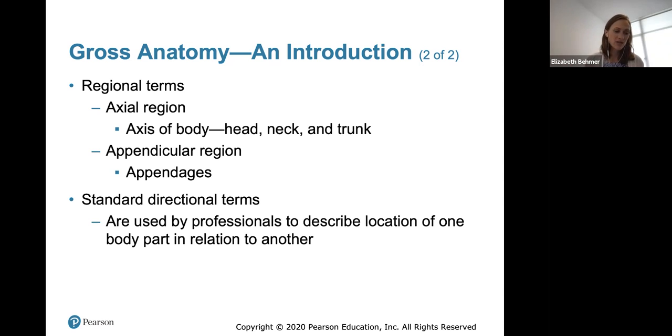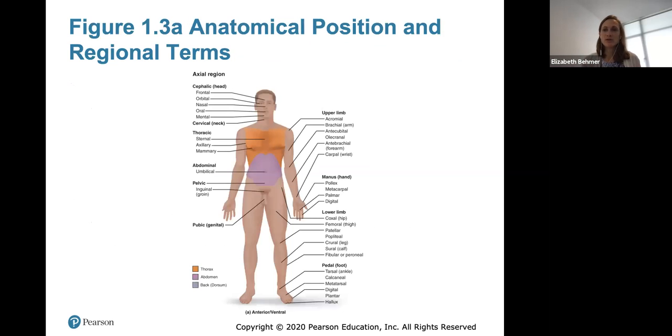Then we use standard directional terms, which are used by professionals, whether that's a physical therapist, a chiropractor, a doctor, to describe the location of one body part in relation to another. And this is extremely important if you're going into surgery, going through therapy, to have kind of a basic standard way of describing anatomical structures to each other.